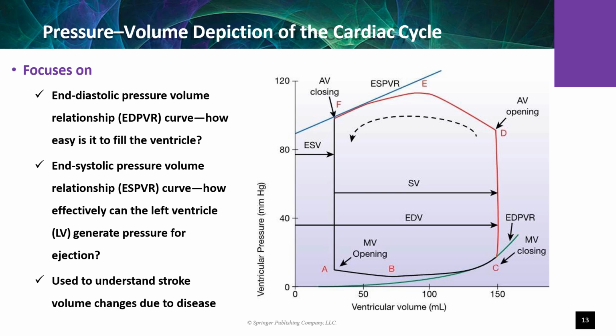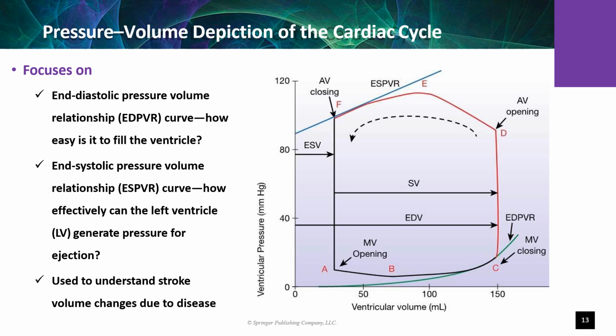In this depiction, point A, the atrial pressure exceeds that in the ventricle to open the mitral valve and permit the initial filling of the still relaxing ventricle. Point B, the ventricle is fully relaxed and fills as the atrium starts to contract. Point C is the onset of ventricular contraction when the left ventricular pressure exceeds that of the atrium and the mitral valve closes.